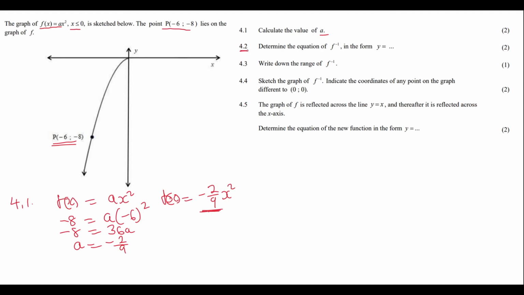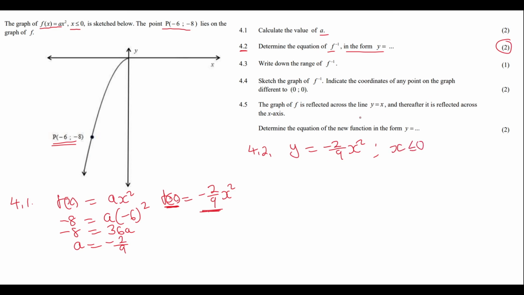Then 4.2, determine the equation of the inverse of f in the form y is equal to, right? That is 4.2. So we start with what? With our equation. Let's use y for f of x. Y is equal to -2 over 9 x squared. Right, we have 2 marks here. The first mark is for interchanging. Remember also we have our domain, which is restricted. We're saying x less than or equal to 0.